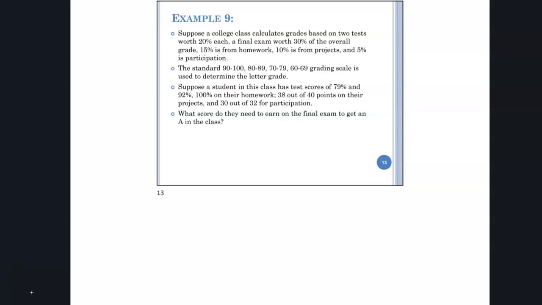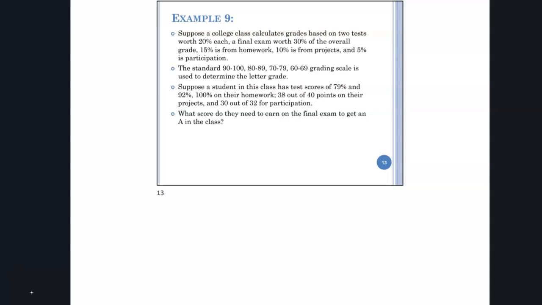In this case, it says the standard 90 to 100, 80 to 89, 70 to 79, etc., that grading scale is used to determine the letter grade. So in this case, we know anything 90 or above would be an A, 80 to 89 would be a B, and so on. And then we have some scores for a particular student in this class.